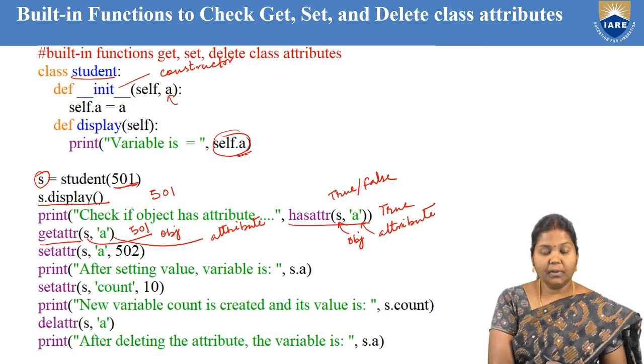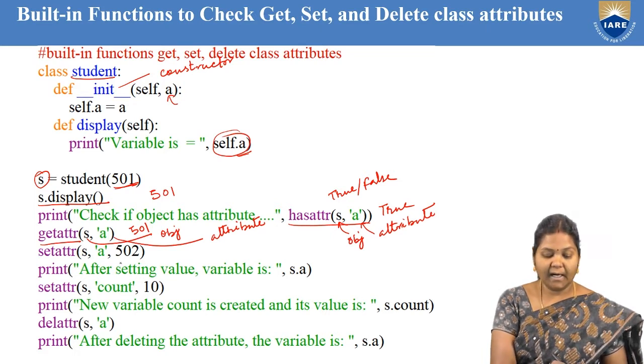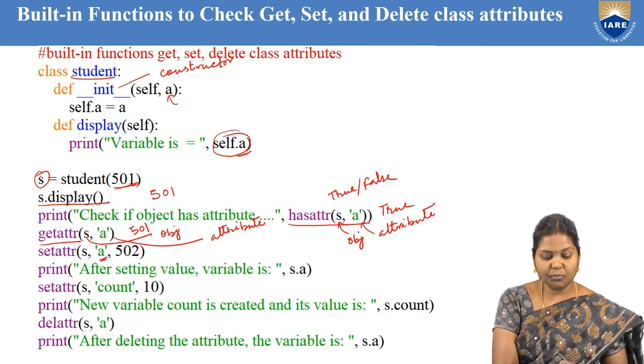Right. So, the next method is called set attribute. Already the attribute A has a value 501. If you want to change it to a new value, you can do it through set attribute. So, we are writing here set attribute, for which object? For the object S. S is the object.